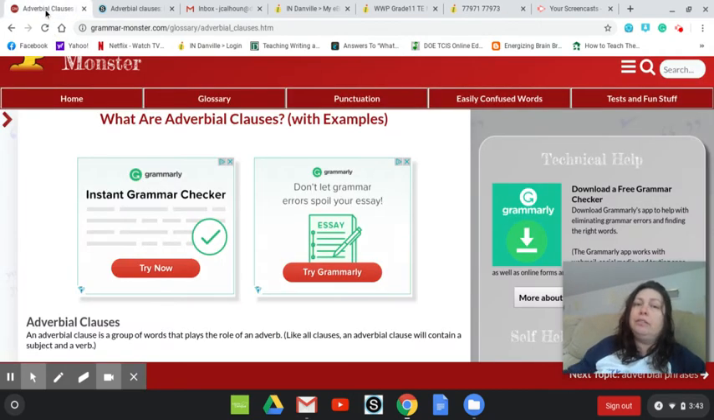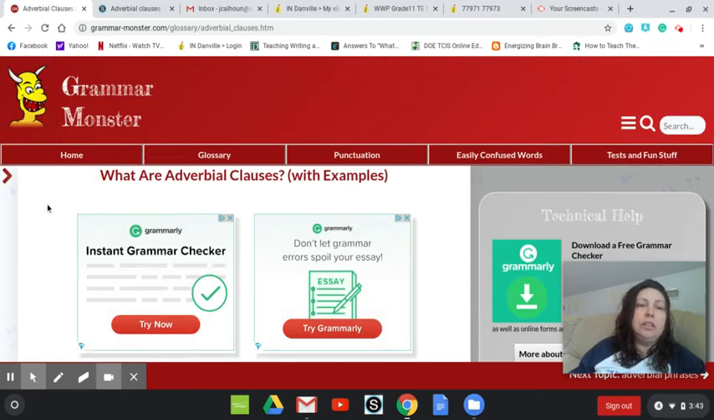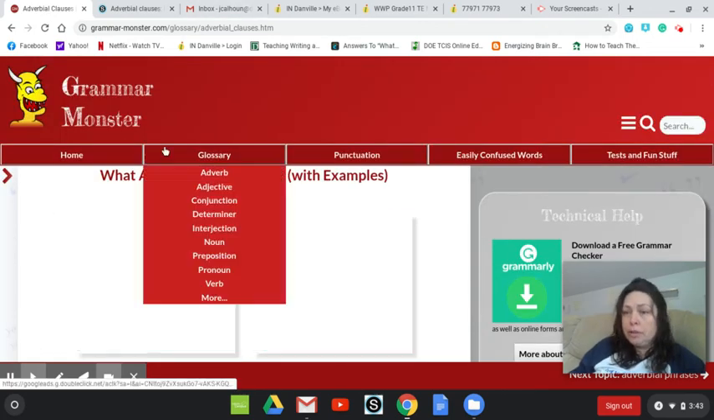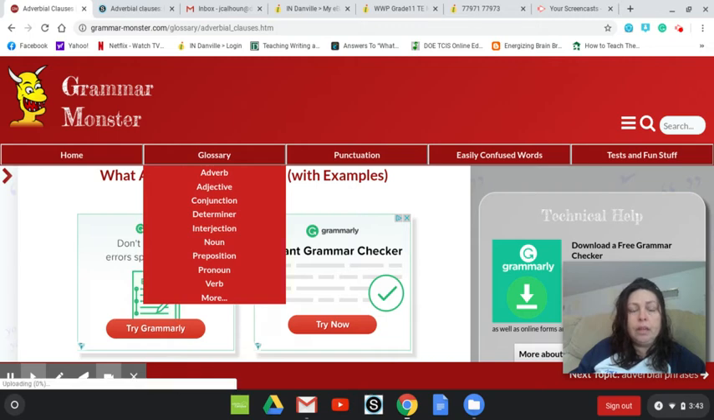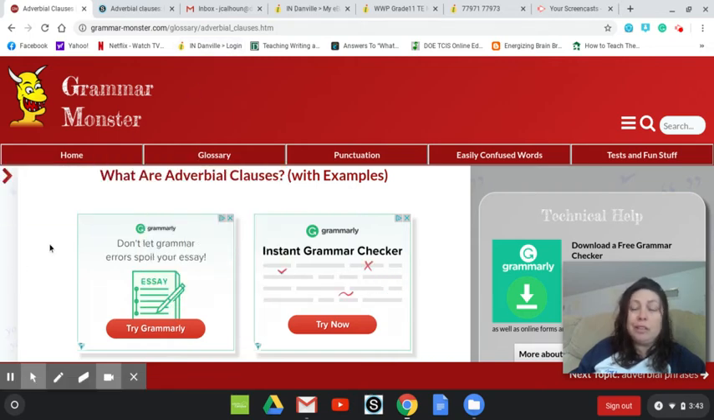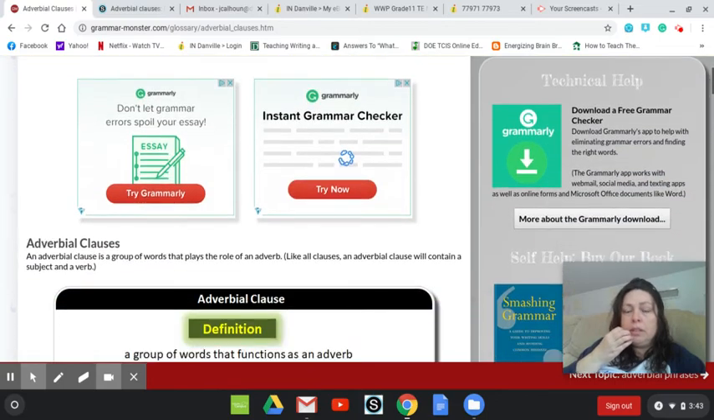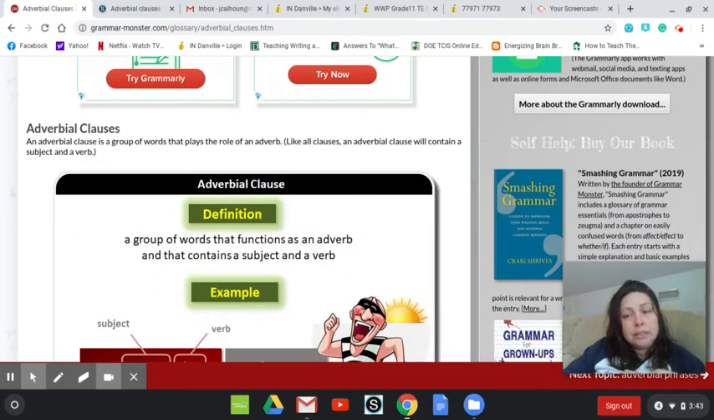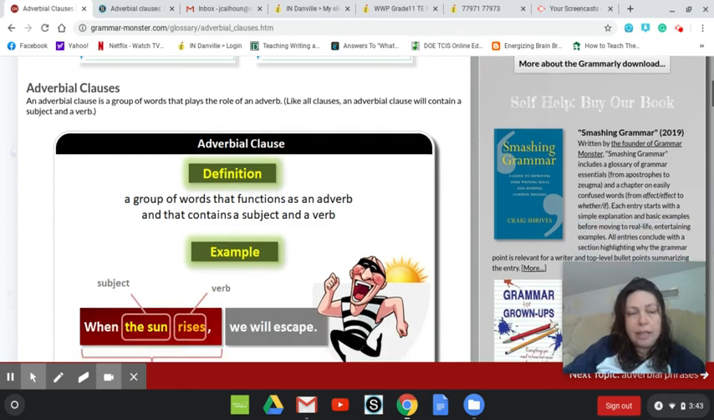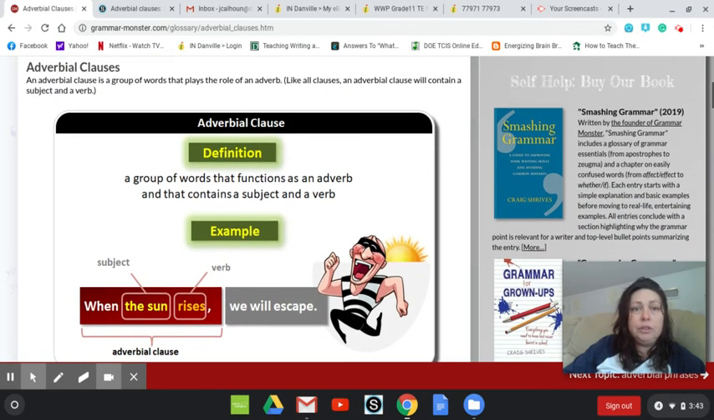All right, let's talk about adverbial clauses. So, first of all, Grammar Monster is a really fun website that you can go to. I also like Grammar Girl. She's pretty fun too. They're very helpful. They break things down really clearly. So, good link to have. I'll make sure that I link that in our folder for today, which is Tuesday.